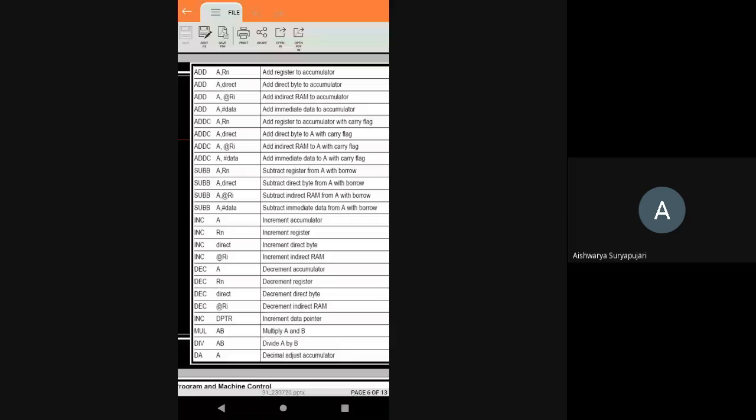So this is the meaning of the instruction add A comma hash data. So again it gives the next one.